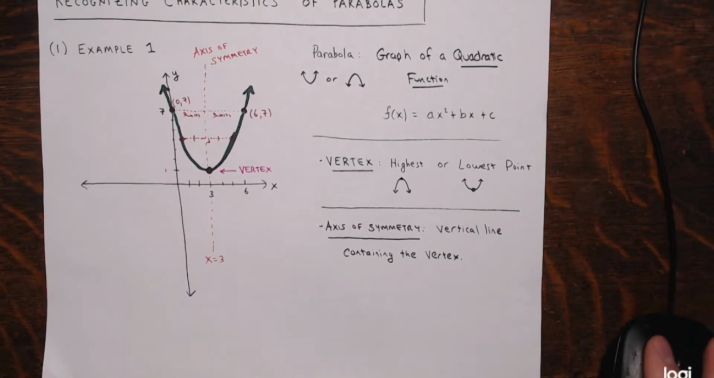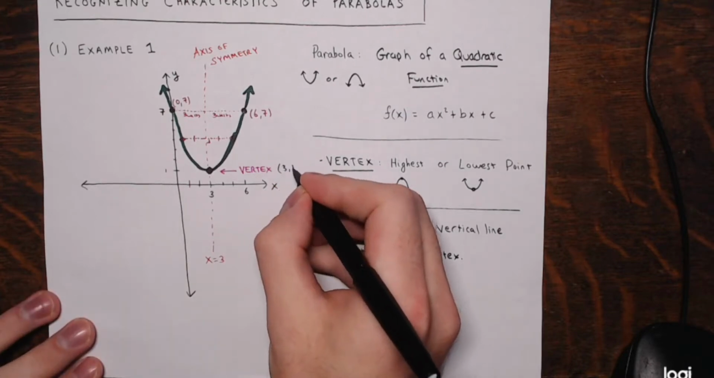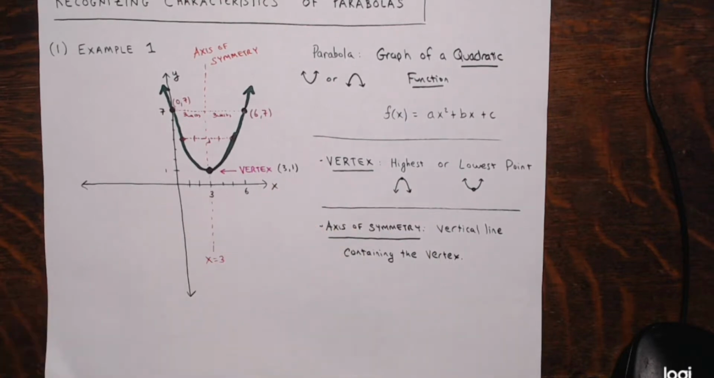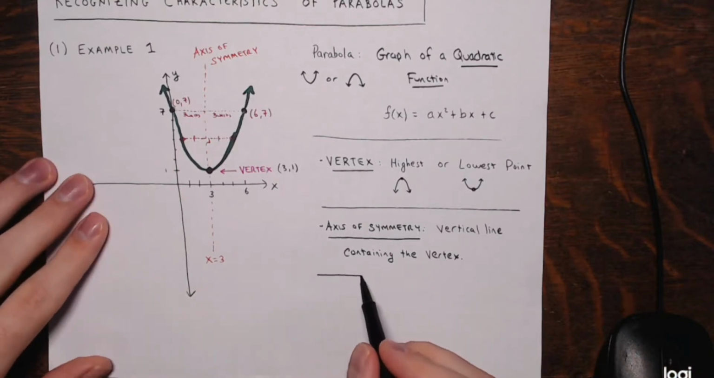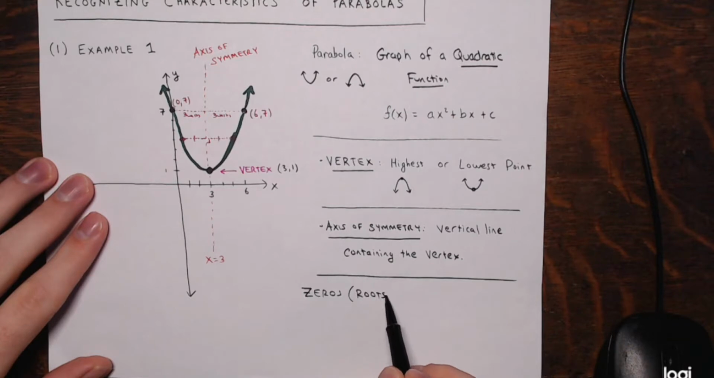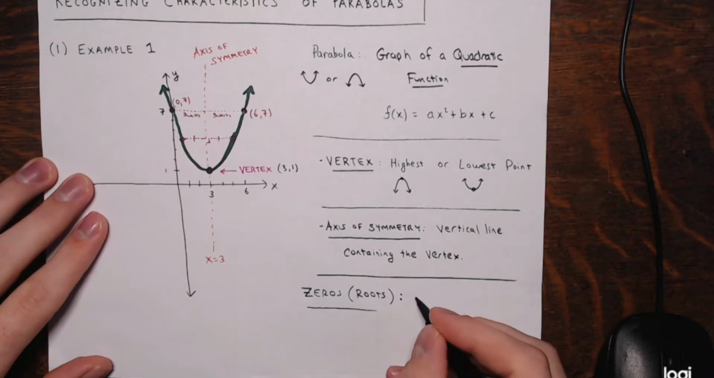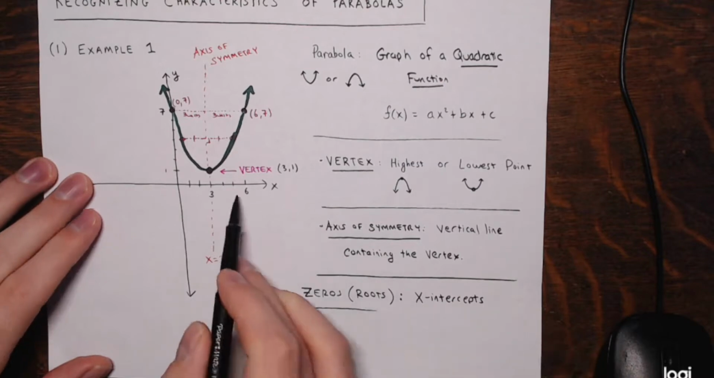Okay. Great. So we've got axis of symmetry is x equals 3. The vertex here is the point (3, 1), the lowest point on this graph. Then we're asked to identify the zeros or the roots. When they talk about zeros or roots of a quadratic function, or any function, this is just the x-intercepts. Where does the graph hit the x-axis?